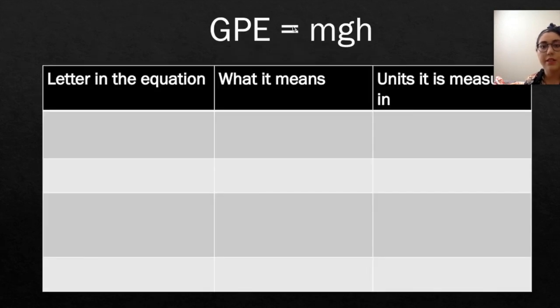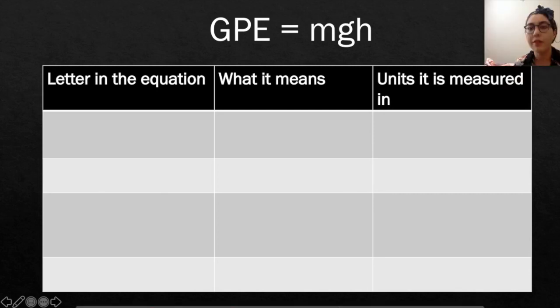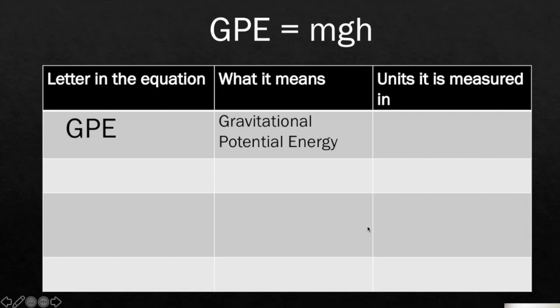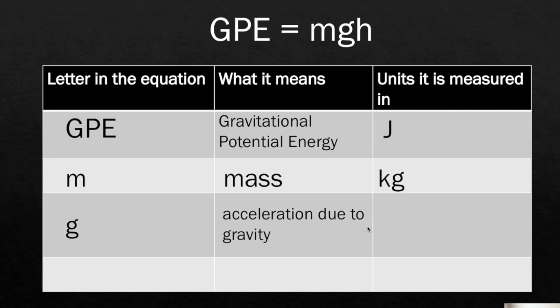So again, here's this little table, and we're going to go over the letter in the equation, what it means, and the units that it's measured in. If the letter in the equation is GPE, gravitational potential energy, it's measured in joules. The letter M in the equation means mass, and it's measured in kilograms. The letter G in the equation is acceleration due to gravity, and on Earth it's always 9.8, and it's measured in meters per second squared. And then the letter H in the equation means height, and it's measured in meters.